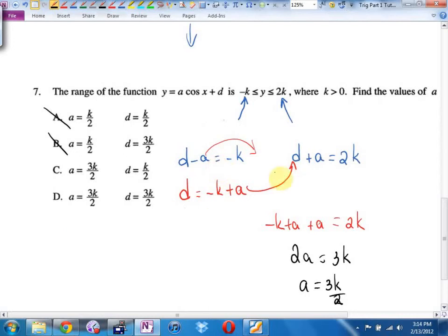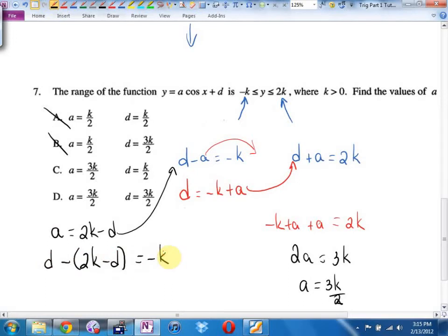So if I take this guy and I rewrite it as A equals 2K minus D, and now I plug that in there, I'll get 2K minus D plus d. Sorry, let's try that again, Mr. Dueck. Substituting it in properly, I'll get d minus 2k minus d equals negative k. Right? I'll get a plus d equals negative k.